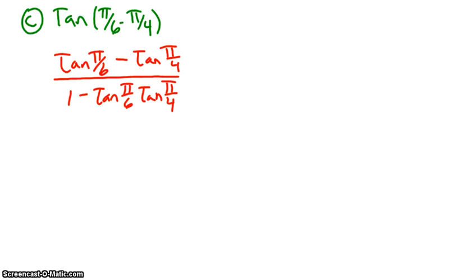What that gives me for the top, I'm going to write over to the right side here, and I will have a radical 3 over 3. And then I will subtract, well, the tangent of 45 degrees is a 1. That is all over my 1 plus a radical 3 over 3.